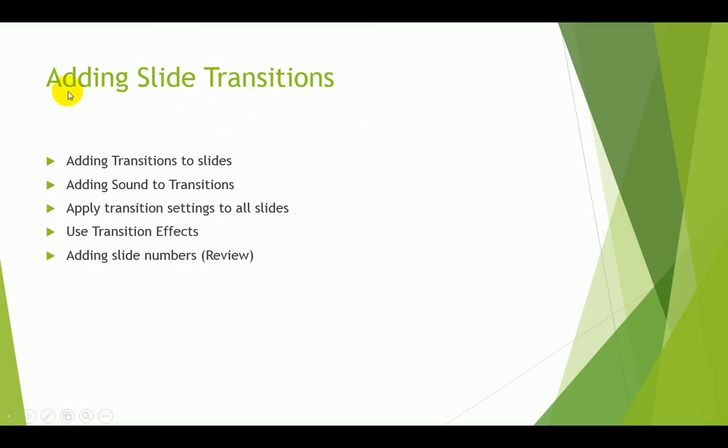In this lesson, we learned how to add slide transitions. We added sound to those transitions, applied transition settings to all slides, for example, advancing automatically. We then experimented with some of the transition effects that were available, and then we wrapped up with a familiar topic of adding slide numbers.